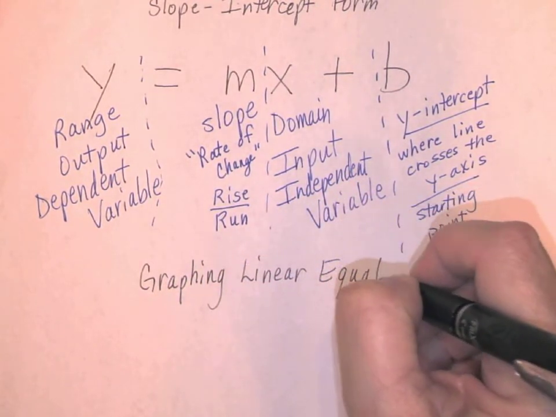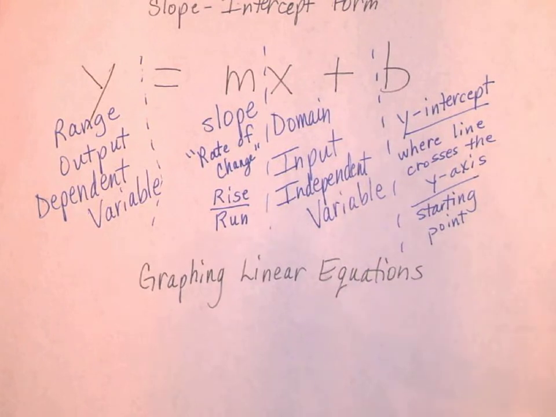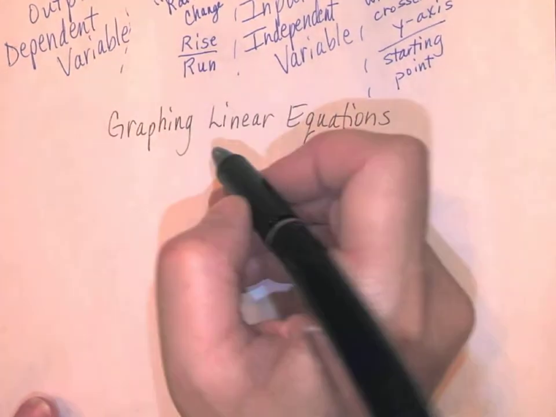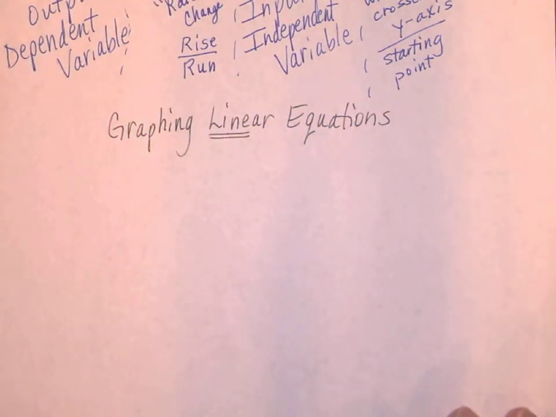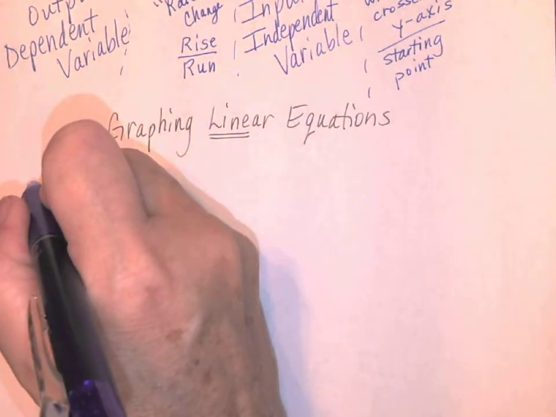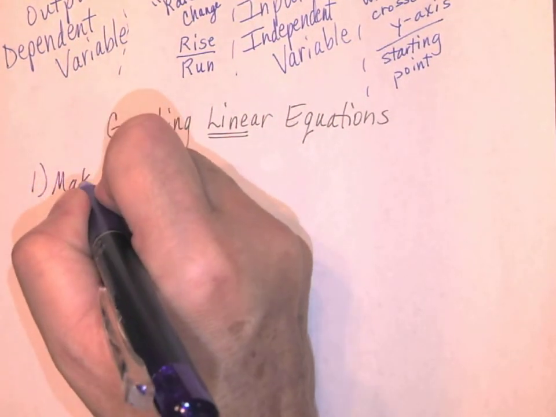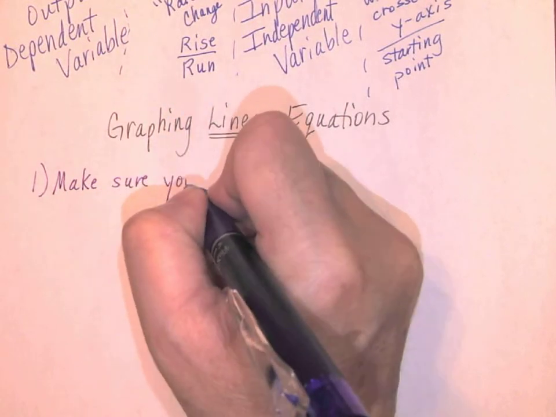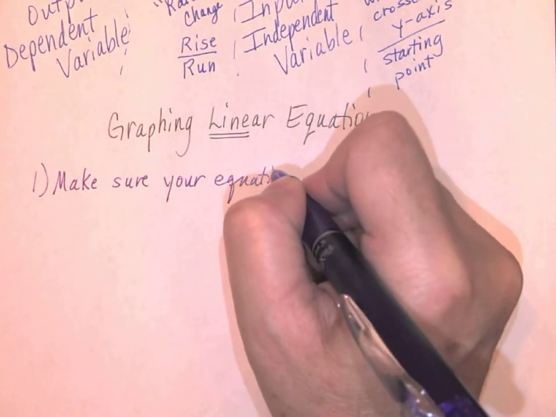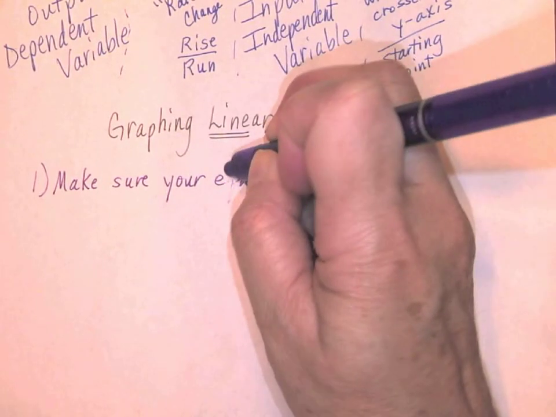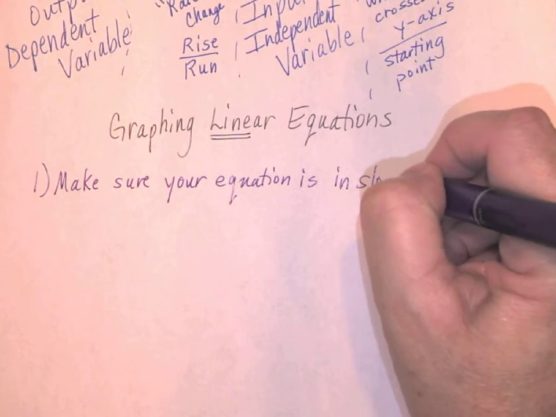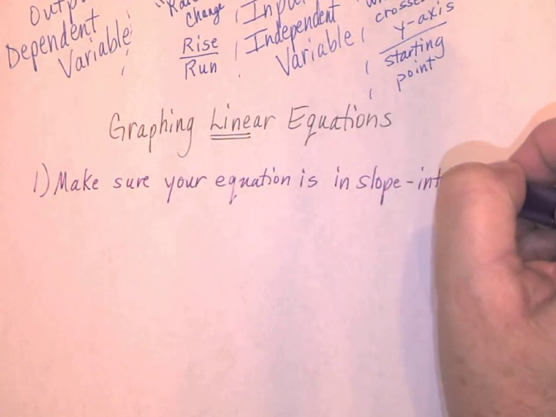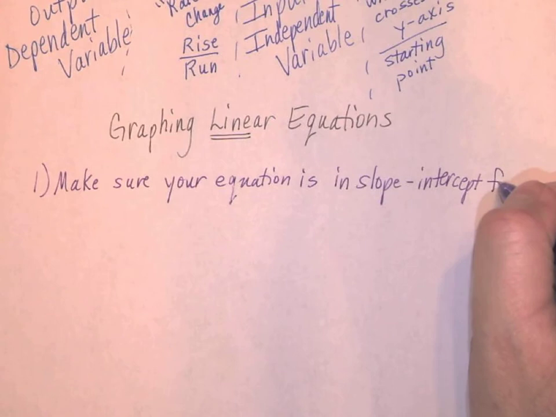Remember that linear always graphs as a line, a linear function, one that graphs as a line. And it has the word line in it, so that is a hint to us. So let's talk about some steps we would follow when graphing linear equations. So the first thing is to make sure your equation is in slope-intercept form. We can't graph it if it's not in slope-intercept form.